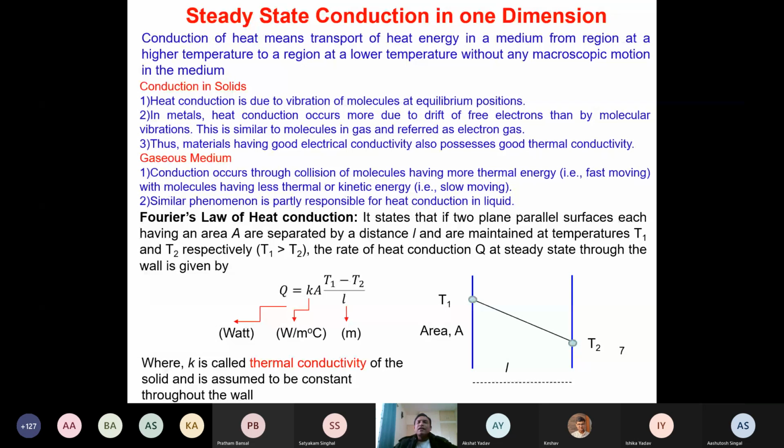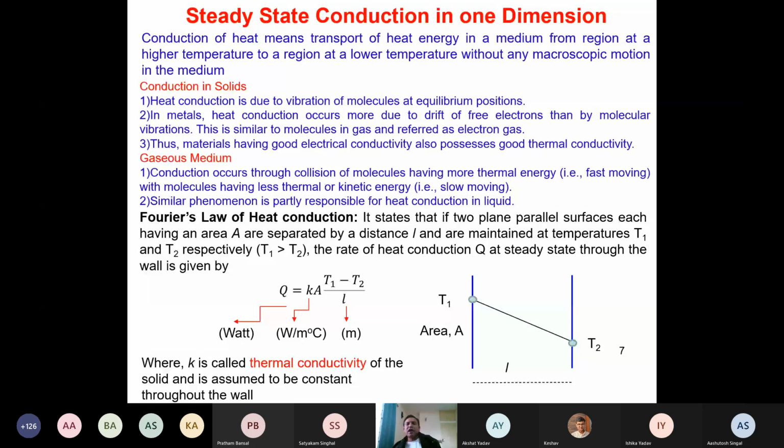Now if you look at the conduction in the solids, heat conduction is due to vibration of the molecules at equilibrium position. So vibration of the molecules is responsible for the heat conduction. In metals, the heat conduction occurs primarily due to the drift of the electrons rather than the molecular vibration. And this is similar to the molecules in gas and is referred to as electron gas.